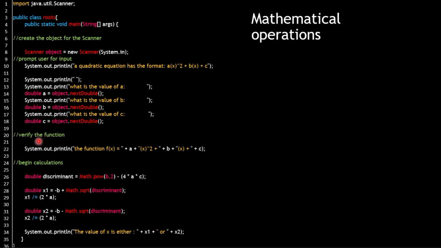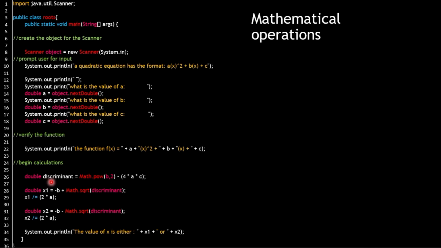And then we verify the function here and say system.out.println. The function f of x is equal to a, plus we concatenate this here, we get a x to the power 2 plus b multiplied by x plus c, right? So these are the a, b, and c values there. And now we begin our calculations.